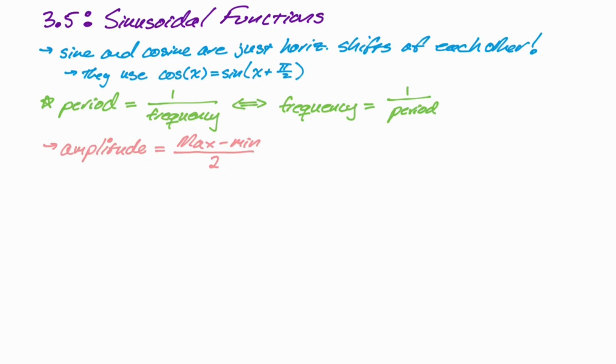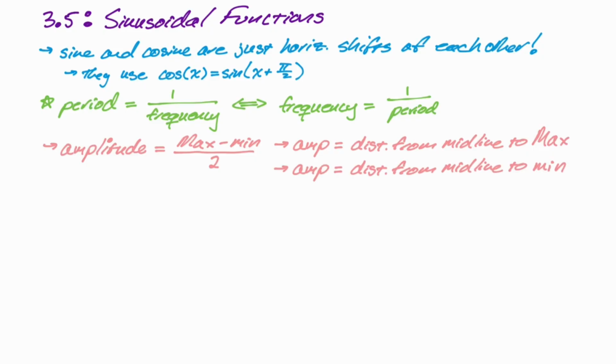Another way to find it, and the way that I usually do, is to just find the distance from the midline to the maximum. I haven't really defined midline yet, but this is a review video, so I assume you know. Or we could find the distance from the midline to the minimum. Either of those is going to give you the amplitude of the graph. I'm going to have a picture in a couple of seconds where I put all these on an actual graph. The midline is actually the average of the maximum and the minimum. So max plus min divided by 2.